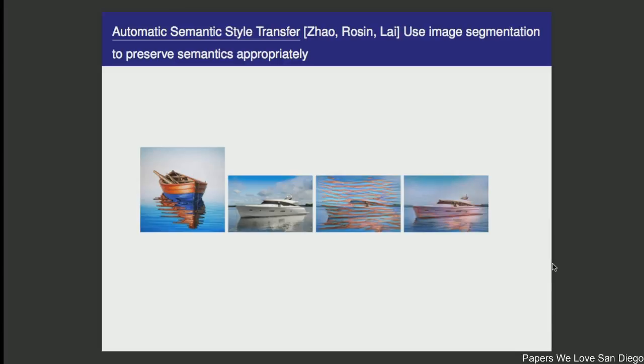What about preserving semantics? This algorithm that I've shown you so far would take this style image and this content image and just do this to it because it thinks everything is kind of bluish. But actually, water is different than sky in this picture, and so what we should do is stylize the water separately from the sky. And there's an extension of this that can do that.